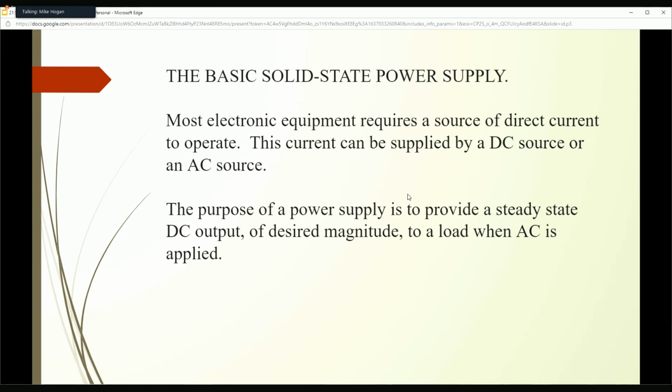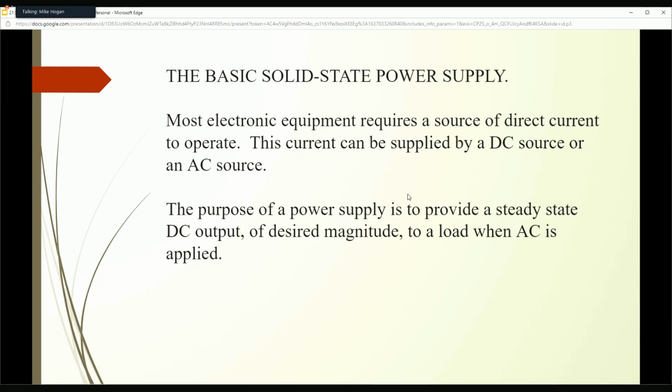So when we talk about a power supply, we talked a little bit about this when we started going into AC, the fact that so many of our devices around your home require DC, they're designed to run on DC internally. However, your power is provided to your house AC, right? And so you've got an AC source, but you need a DC source to run many of your devices.